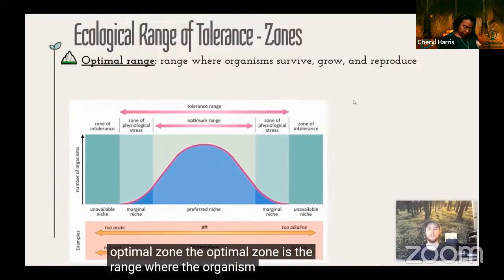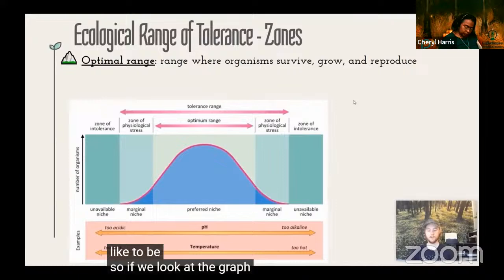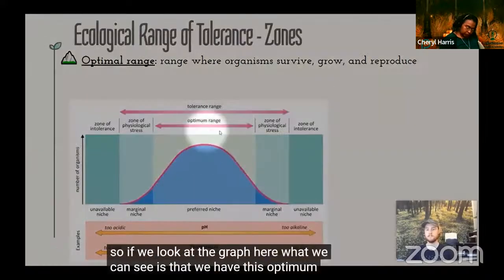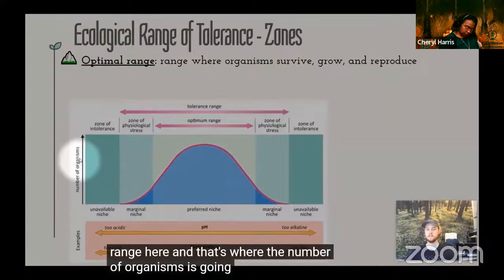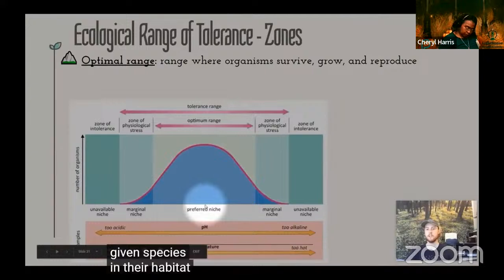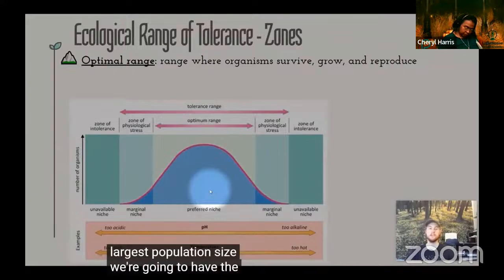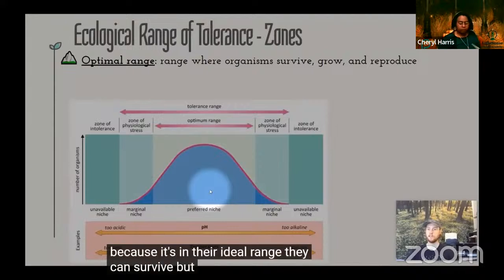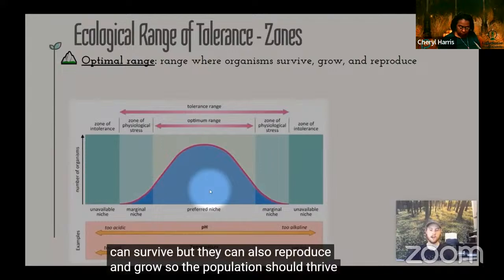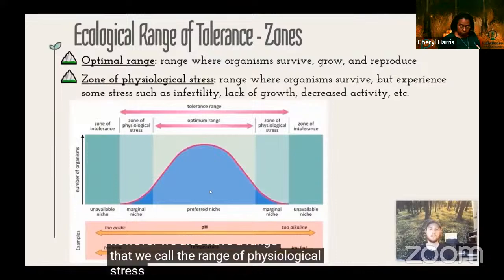The optimal zone is the range where the organism is able to survive, grow, and reproduce. Think of this as where they thrive or where they would like to be. So if we look at the graph here, what we can see is that we have this optimum range here, and that's where the number of organisms is going to be the highest. So when the pH or temperature for a given species in their habitat is right within this optimum range, we're going to have the largest population size. We're going to have the highest number of individuals surviving because it's in their ideal range. They can survive, but they can also reproduce and grow, so the population should thrive. However, we also have a range that we call the range of physiological stress.